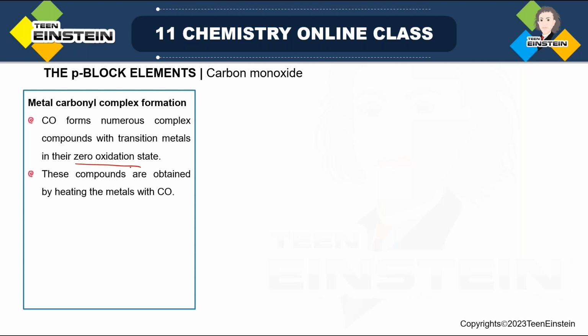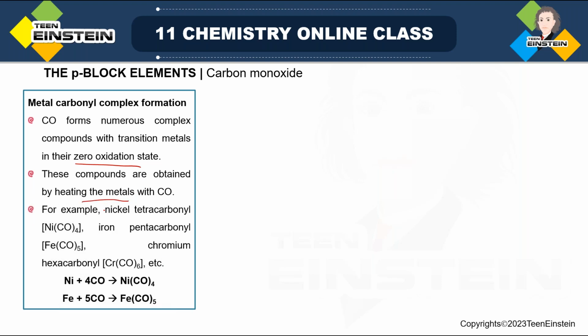So metals in the metal carbonyl complexes, just take the example of nickel tetracarbonyl. Nickel is 0 oxidation state. Overall, the molecule is neutral. How can we get it? These compounds are obtained if you are heating the metals with CO.